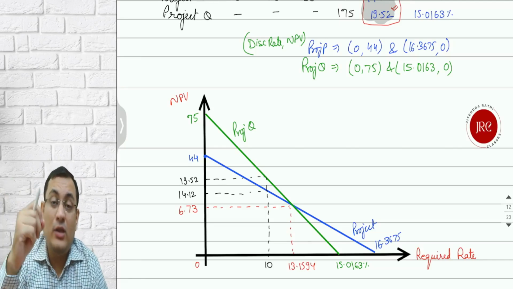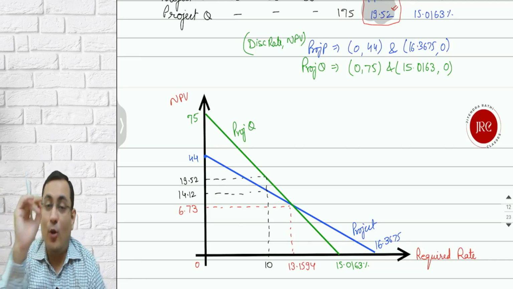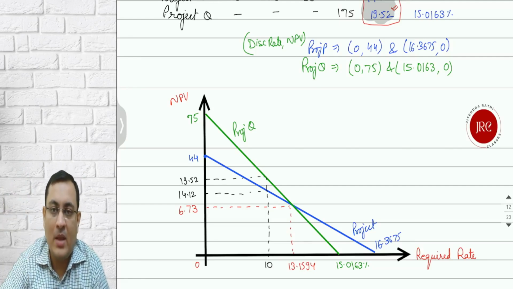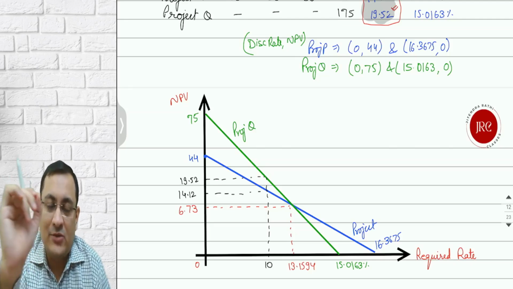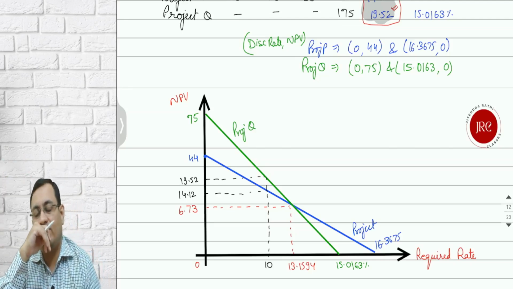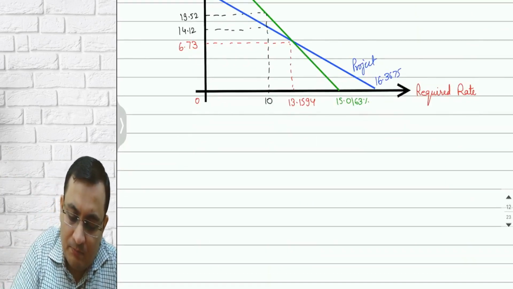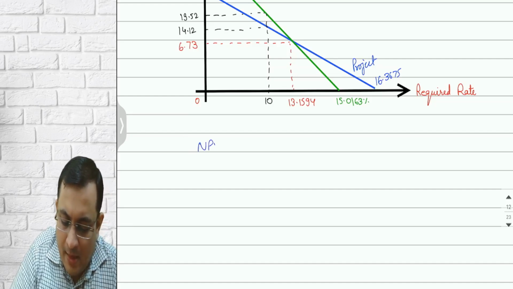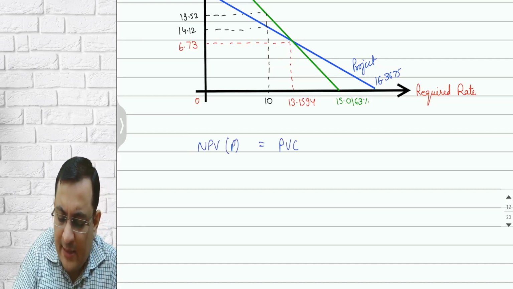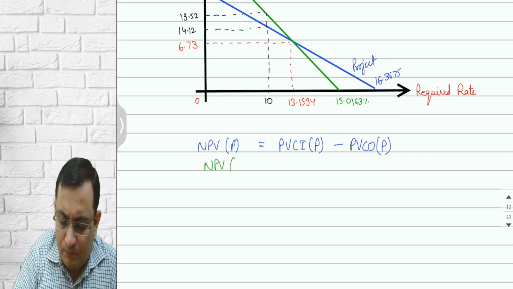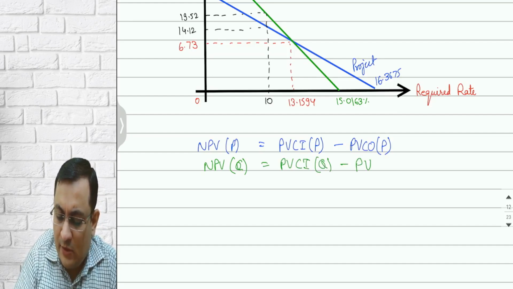So let's find out the intersection point, the coordinates of the intersection point. Now, how are we going to find out the coordinates of the intersection point? The coordinates of the intersection point will satisfy the equation of both the lines. What are the equations? NPV of P is equal to PVCI of P minus PVCO of P. And NPV of Q is equal to PVCI of Q minus PVCO of Q.